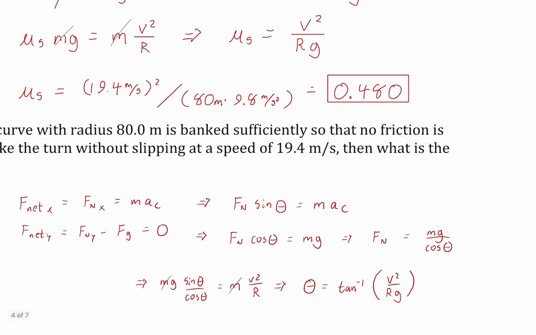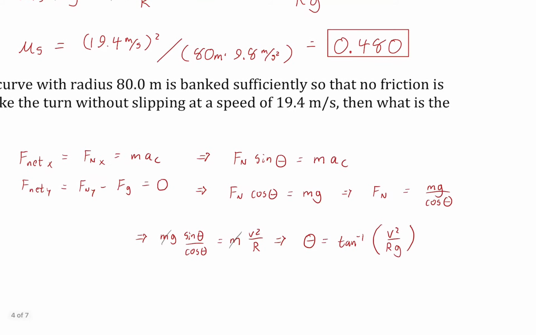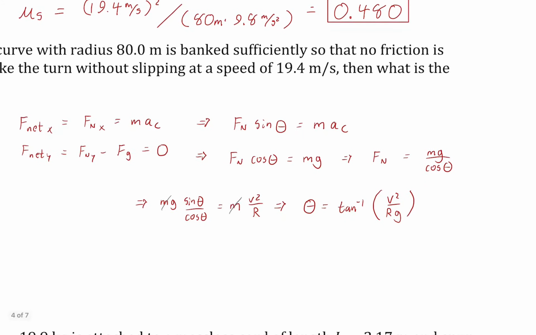Okay? Now that's kind of cool because look, v squared over rg, that was exactly the ratio that showed up for the unbanked turn for friction. Isn't that neat? And there it was dimensionless and it was giving us the friction coefficient. Here v squared over rg is still dimensionless, but it's inside a trig function and it's going to give us the angle. So cool, okay?